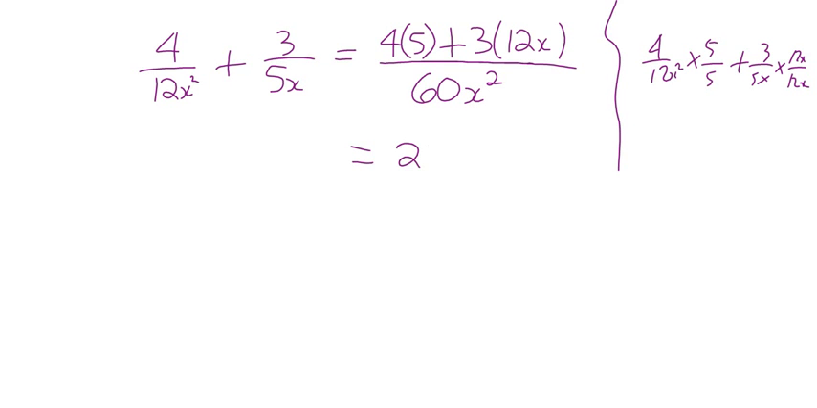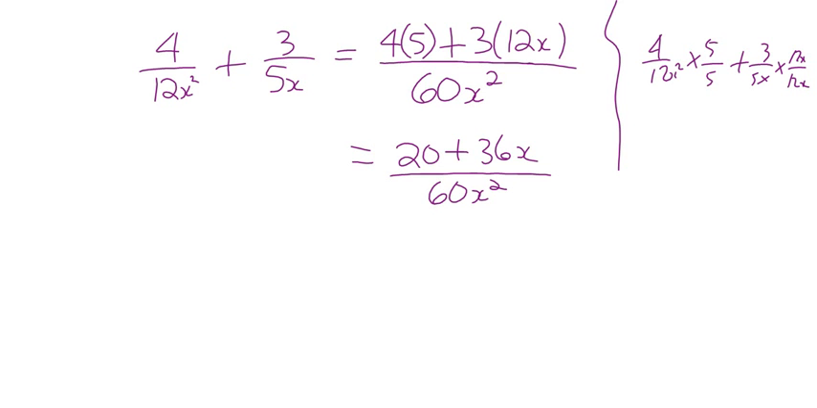Okay, what do we got? 20 plus 36x over 60x squared. Right? And they're all even, so we can simplify this, right? Okay, but I want you good? This is good? Yeah, okay. So if I'm confusing you, let me know, right? So then I'll go back or do a different way.